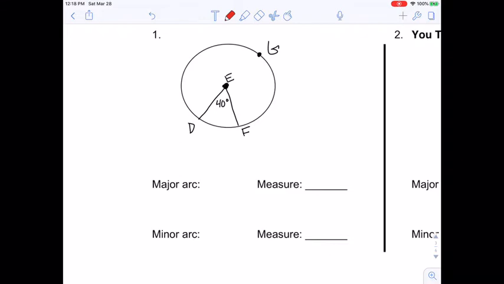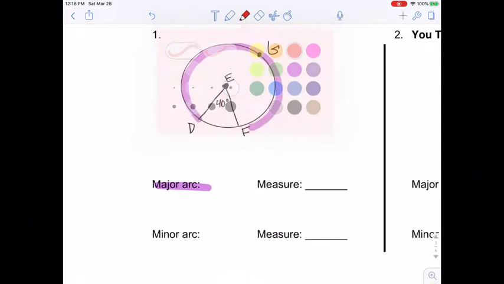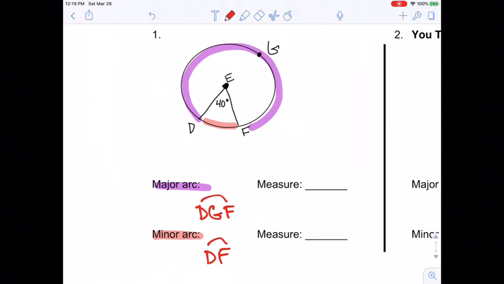The minor arc and major arc in this picture, let's color them. The major arc is going to be the large arc. The minor arc is going to be the small one. The major arc is D, G, F, as an example, with an arc above it. And the minor arc would be D, F. You could have the letters in a different order if you want to go a different direction on it, but again, that G better be in the middle of those 3 letters.